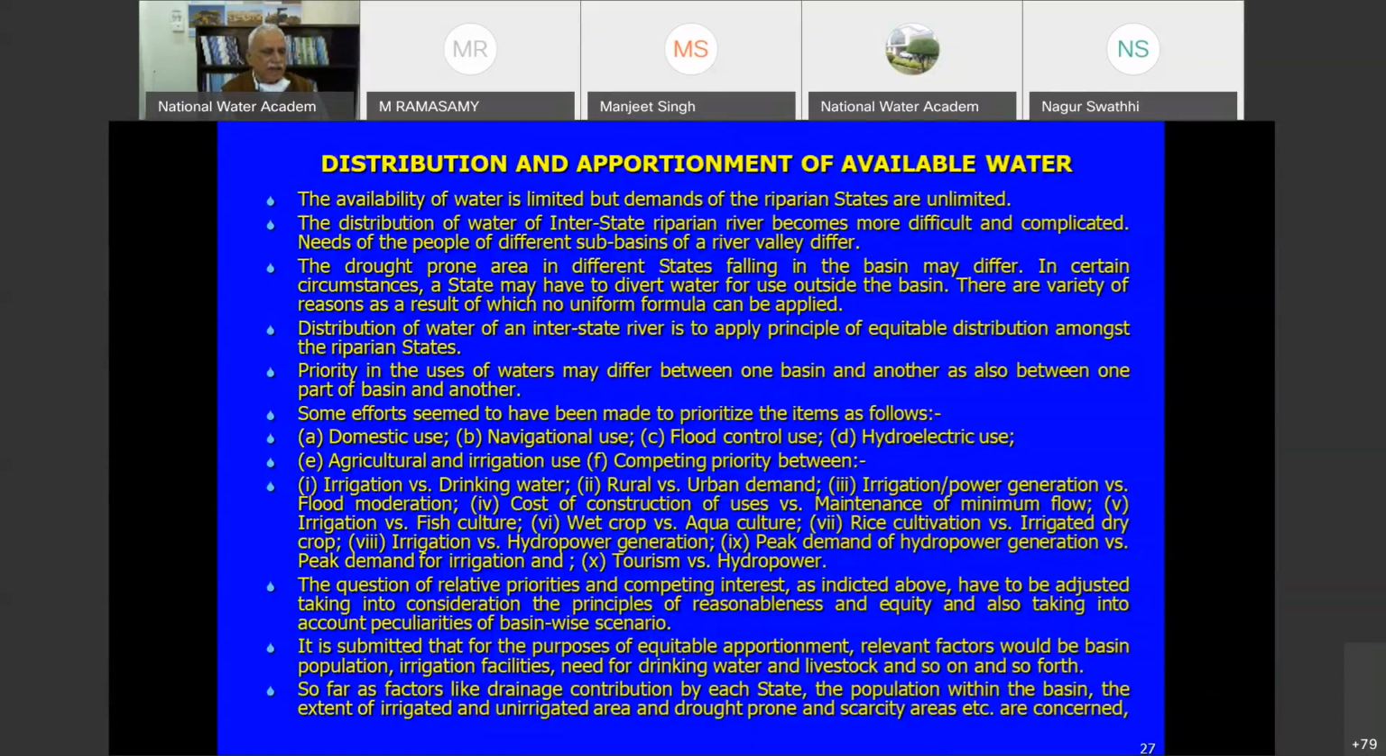So far as factors are concerned: drainage contribution by each state, the population within the basin, the extent of irrigated and unirrigated area, and drought prone area and scarcity areas, etc.